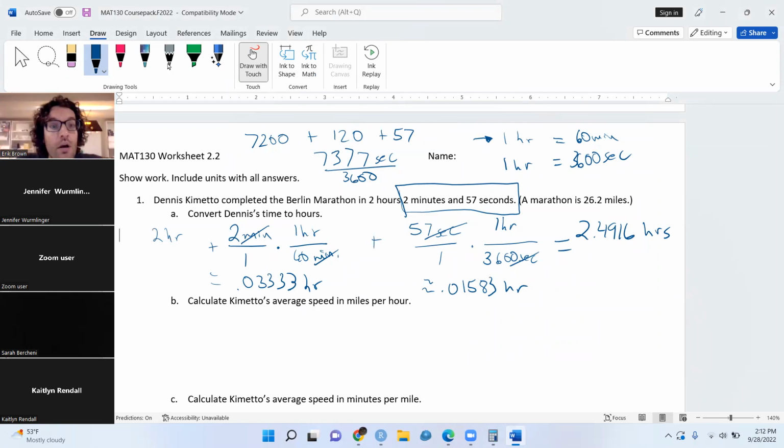Awesome. Now, do you all know how to then use that to calculate his average speed? Note miles per hour. So how far did this guy run?